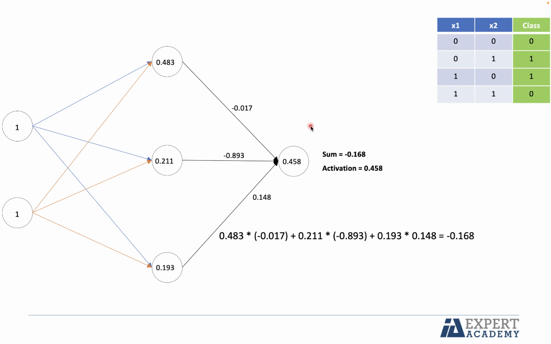Finally, let's move on to the last row, 1 and 1, and we can see the corresponding results. The activation or the prediction is 0.458, and the expected output is 0. That's all for these calculations of the multi-layer perceptron, and in the next lecture, you are going to learn how to calculate the error. See you there!